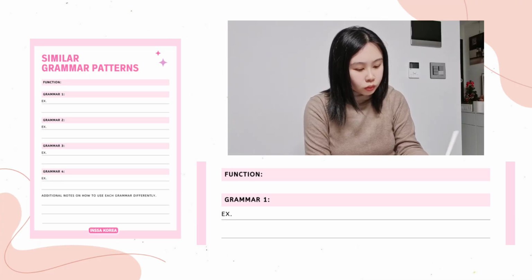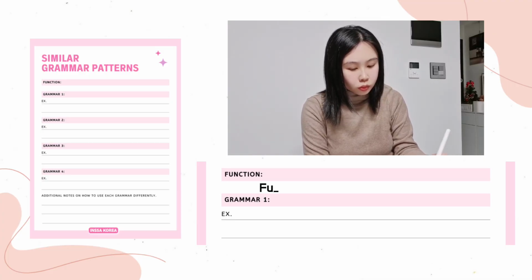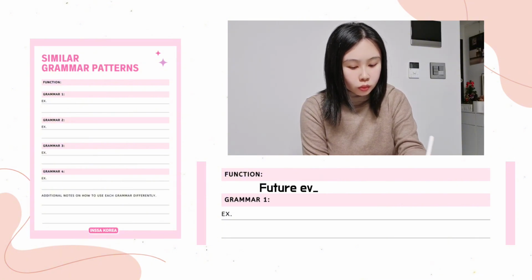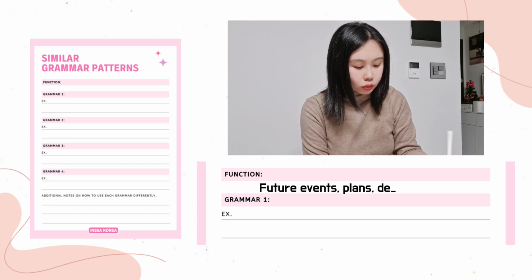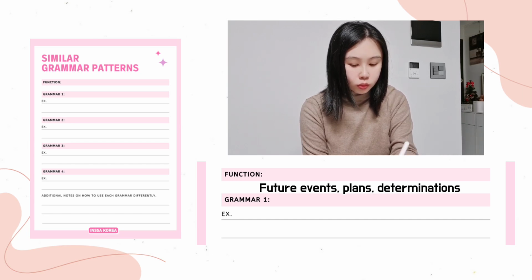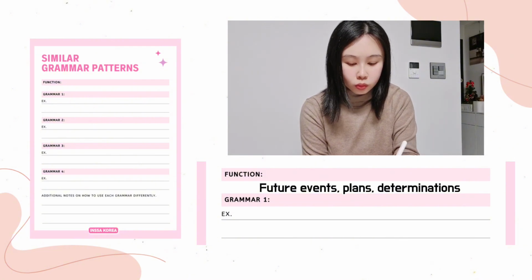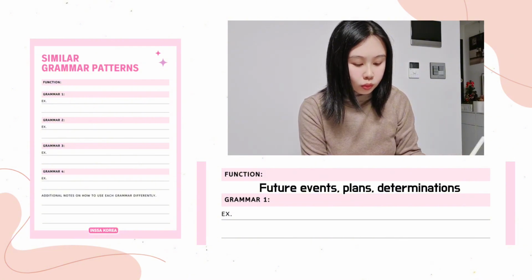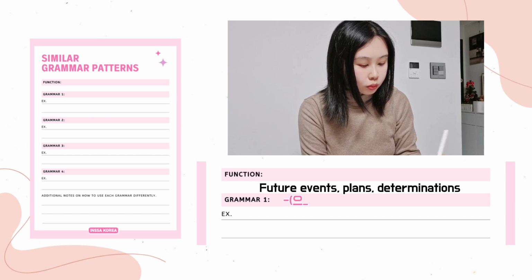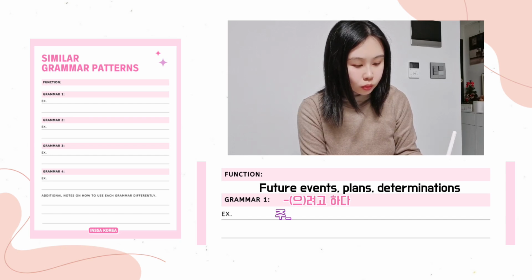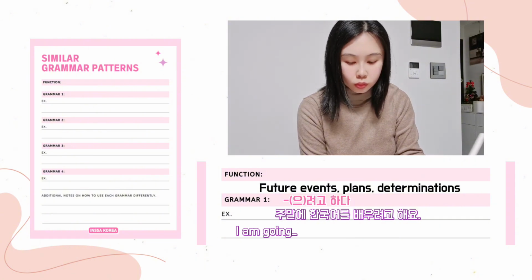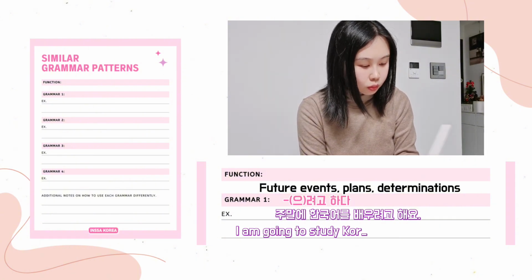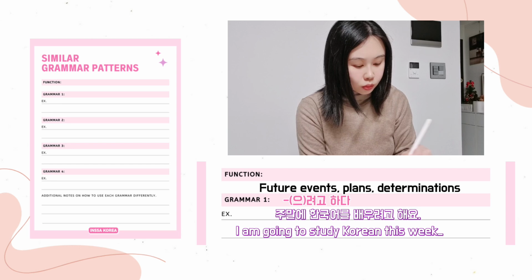For the function, you can just write down future events, or maybe plans or determinations. So you can put down in the additional notes how to use each grammar differently. Let's write our first grammar pattern in the blank for grammar 1, which is 으려고 하다. Our example is 주말에 한국어를 배우려고 해요. I'm planning to study Korean this weekend.